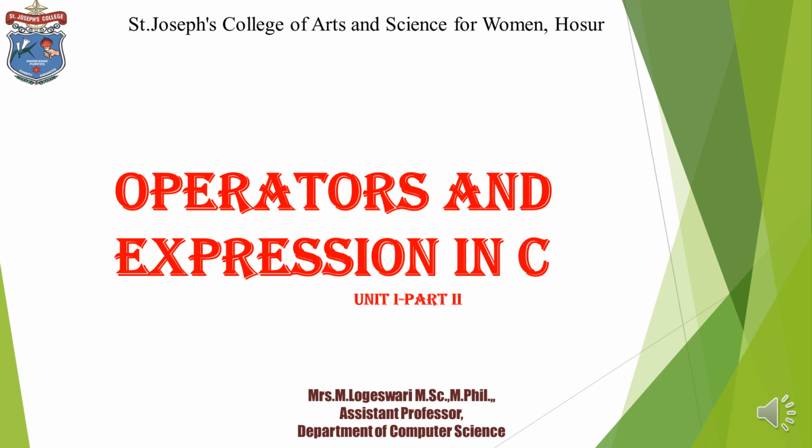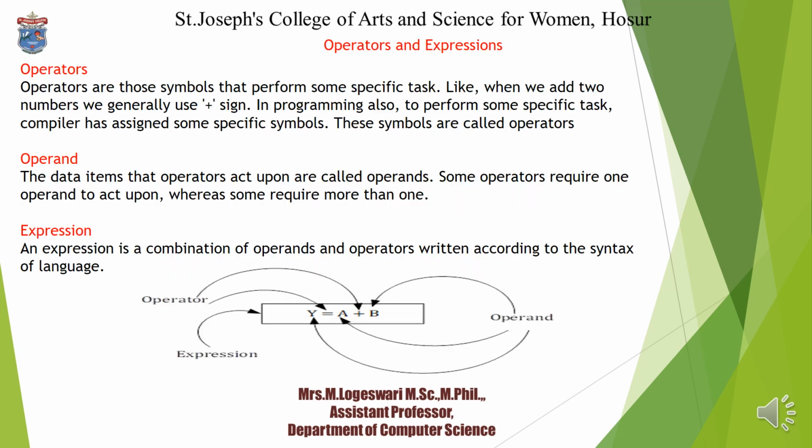Today we learn about operators and expressions in C. We are going to see operators. So what is meant by operators? Any symbols are called operators. So what are the symbols? Plus, minus, less than, greater than symbols. These are the operators. All operators can do some specific task.